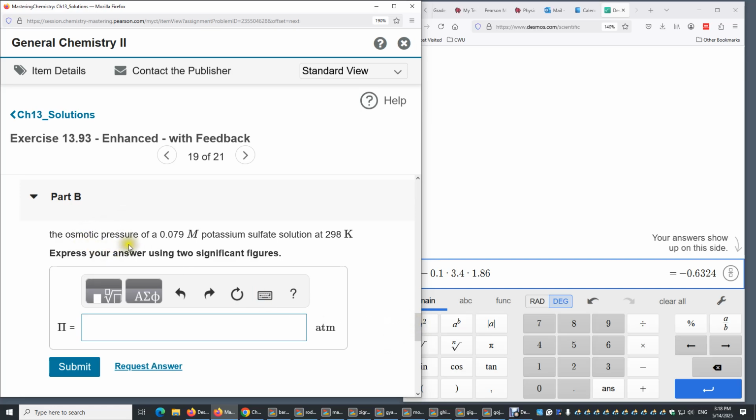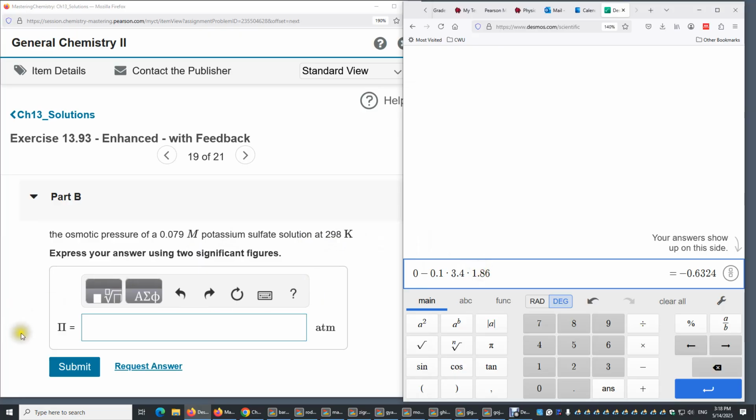The osmotic pressure of a 0.079 molar potassium sulfate solution at 298 K. Pi denotes the osmotic pressure. The equation is pi equals iCRT.